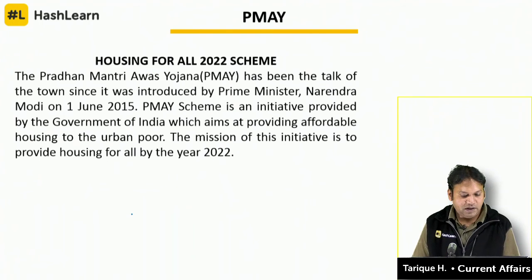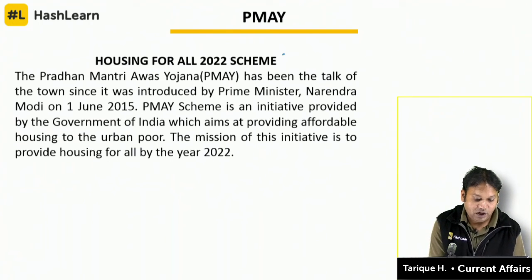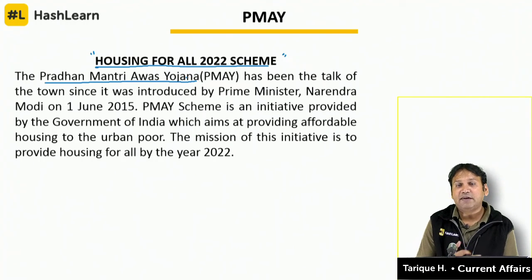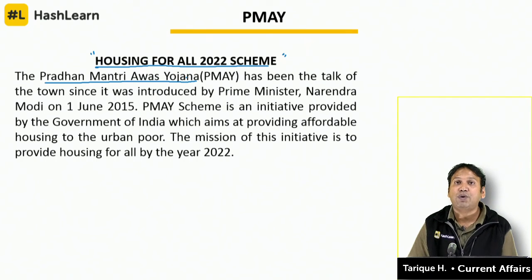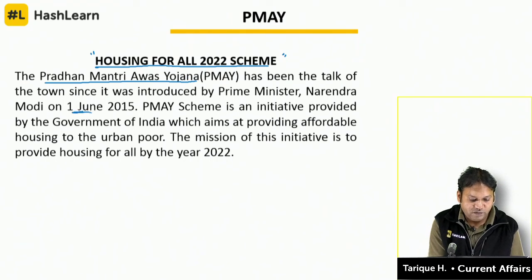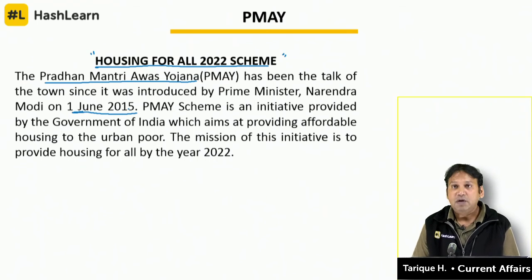So we have seen, and this is one more scheme that you should know about, Housing for All scheme. Pradhan Mantri Awas Yojana, another very important one, that by 2022, earlier we had a target of 2019, but then the central government extended the target to 2022, that by 2022 every Indian should have a house, right? And this mission was launched on 1st June 2015, clear, to provide housing for all, and that is the Pradhan Mantri Awas Yojana.